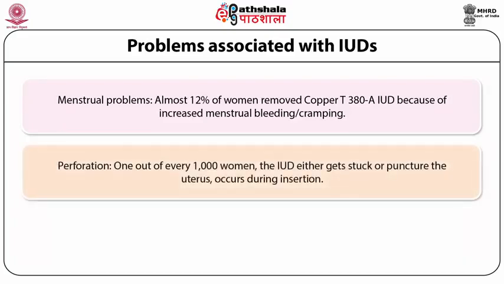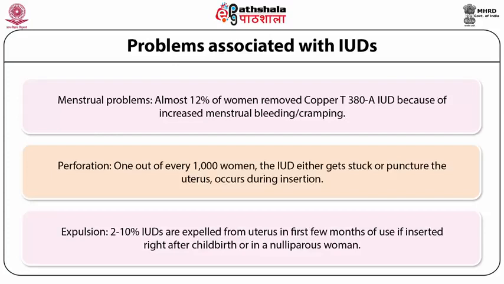In 1 out of every 1,000 women, the intrauterine devices either get stuck or puncture the uterus, and this usually occurs during insertion. Sometimes the expulsion becomes a huge problem. Around 2 to 10% of IUDs are expelled from the uterus in the first few months of use if inserted right after childbirth or in a nulliparous woman. In conclusion, what we can say is that the designing of the intravaginal or intrauterine devices with the intention of a controlled release of drug has to take a multifactorial situation into account and then devise a system which is suited for this unique environment of drug release.